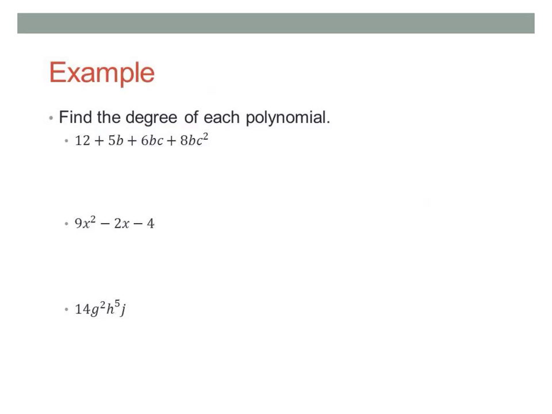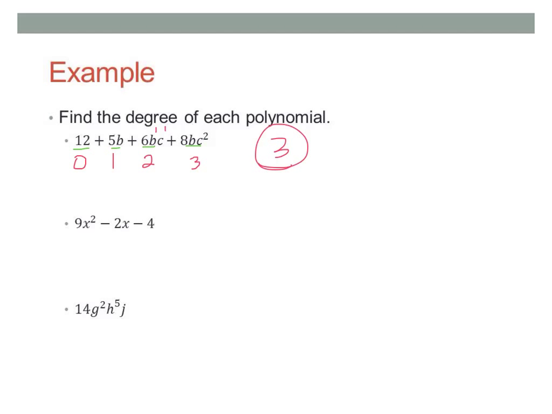Okay, so this first example here has how many terms, first of all? We have 4 terms. And so to find the degree of the entire polynomial, you're going to look at the individual degrees of these monomials. So 12 has a degree of 0. 5b has a degree of 1. 6bc has a degree of 2 because you're going to add, both those have 1s there. And 8bc squared has a degree of 3. You're not adding those together. You're going to take the biggest number no matter where it is, and that's the degree of the entire polynomial.